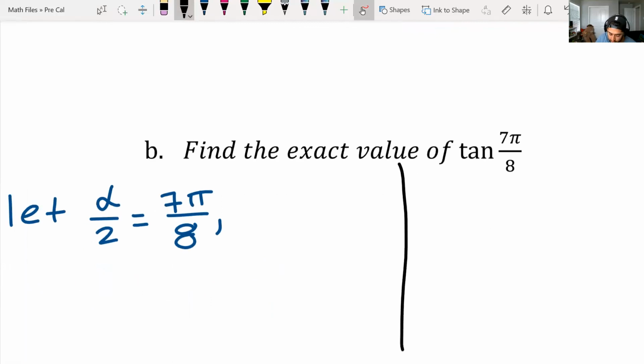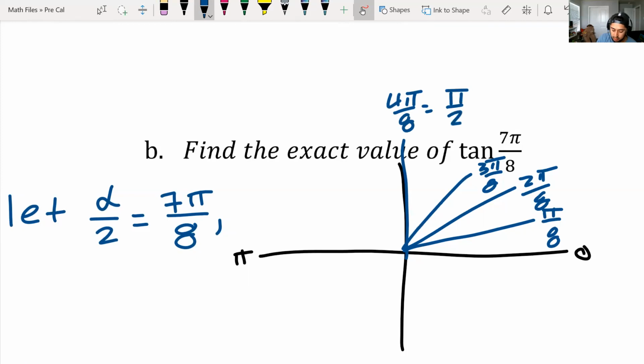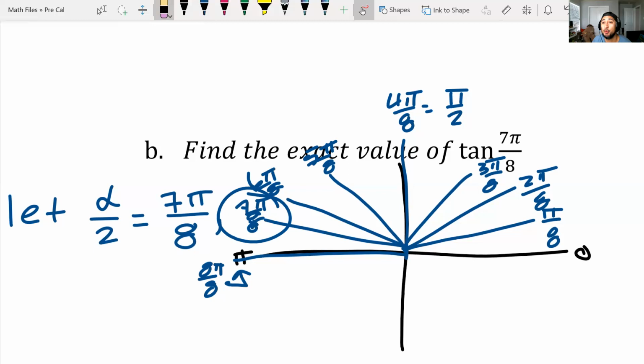So let's say I drew a unit circle. Here's pi, here's 0, right? For 7 pi over 8, I would say here's pi over 8, here's 2 pi over 8, here's 3 pi over 8, here's 4 pi over 8. Starting to get it, because 4 pi over 8 is pi over 2. Then 5 pi over 8, 6 pi over 8, 7 pi over 8. And guess what this is? 8 pi over 8, or pi. So this means that 7 pi over 8 happens to be in quadrant 2. That is how you count radians.